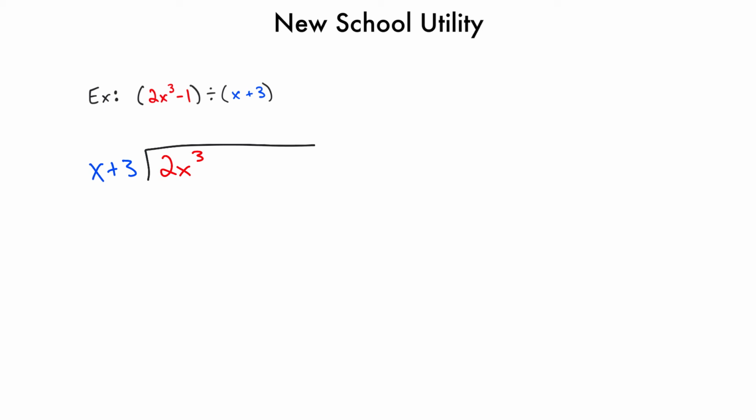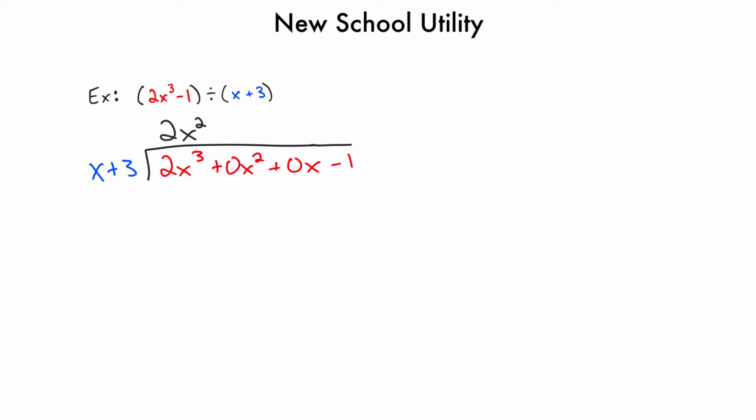You need to put placeholders in your long division problem. Otherwise, at a certain step along the process, you will run into two terms that will not combine. So I need to put a plus 0x squared plus 0x minus 1. You need to make sure all of the powers of x are represented. You'll see why in a second. I ask myself, what do I need to multiply x by in order to turn it into a 2x to the third? The answer is 2x squared.